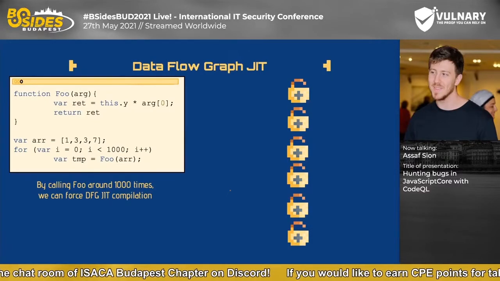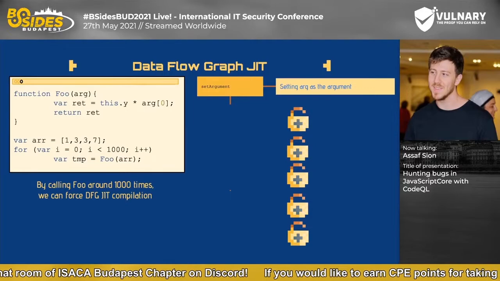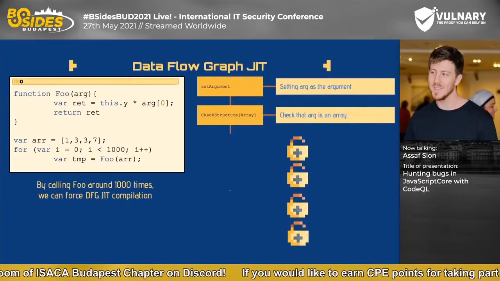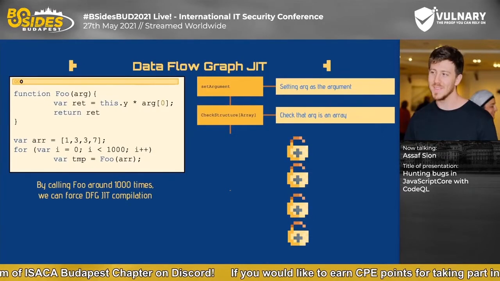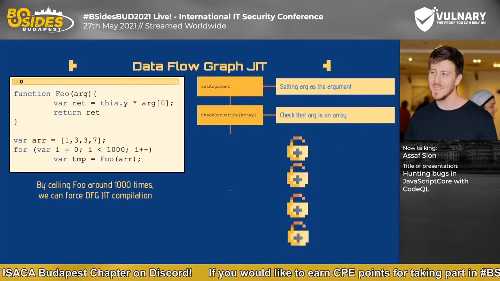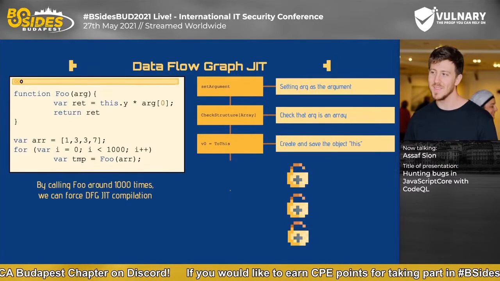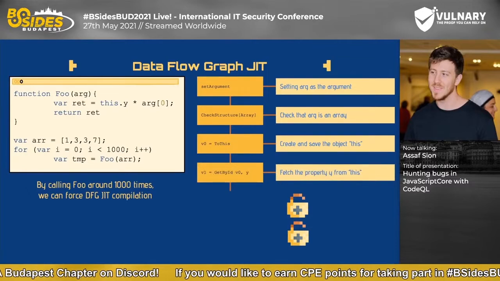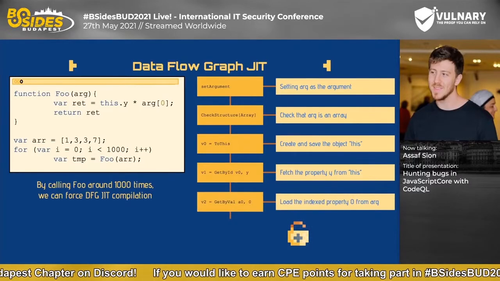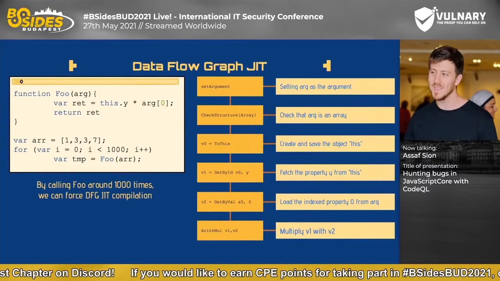After doing so, let's review the pseudo Dataflow graph created for that function. And of course, at the beginning, we set arg as the argument. Next, we make sure that arg is an array. The reason for that is that we access the first index property of arg, and therefore it must be an array. If it is an array, we're going to create and save the this object into v0, and then we will fetch the property y from this and save it under v1. Finally, we load the index property 0 from arg and multiply v1 with v2 and return it.